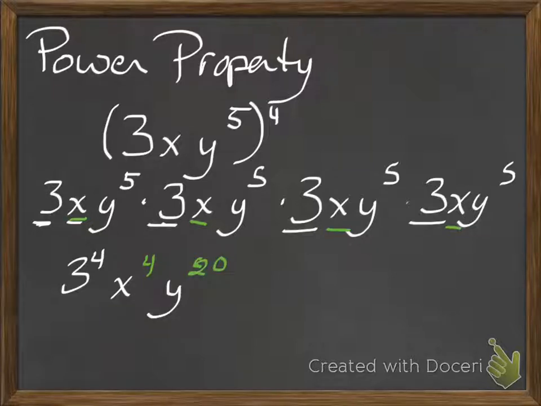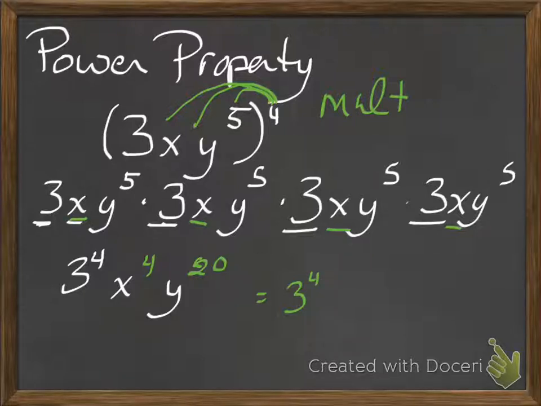So, what's a shortcut of doing that? Distribute that 4 to each one. What operation am I going to do when I distribute? We are going to multiply. So the shortcut would have looked something like 3 to the 4th, because 4 times 1 is 4. X to the 4th, because 4 times 1 is 4. Y to the 5 times 4. And that's how you could get in there.